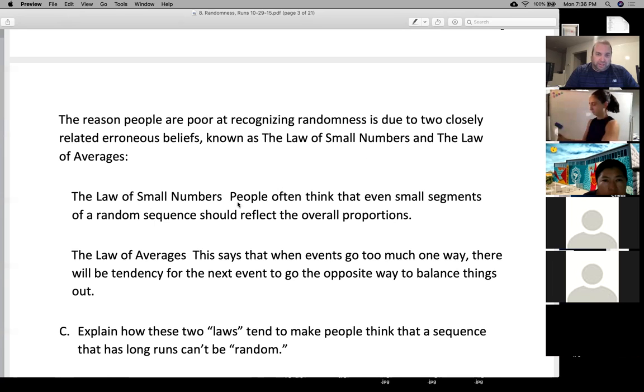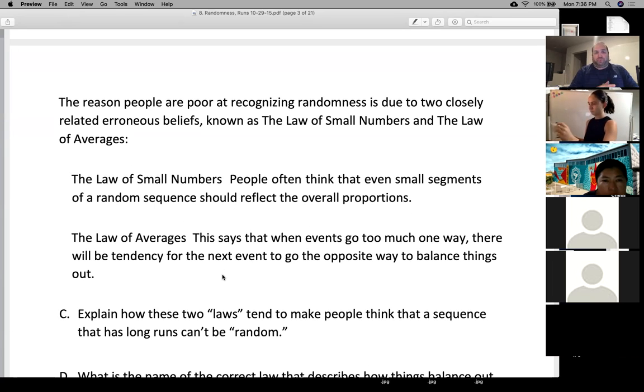So go ahead and read the law of small numbers and the law of averages, please. You want us to read the definition of the law of small numbers? To yourself, to yourself.